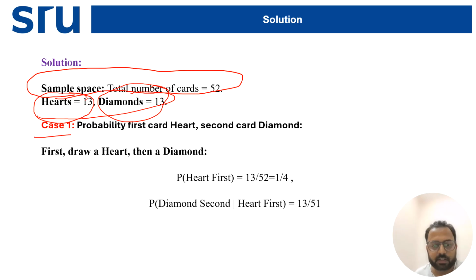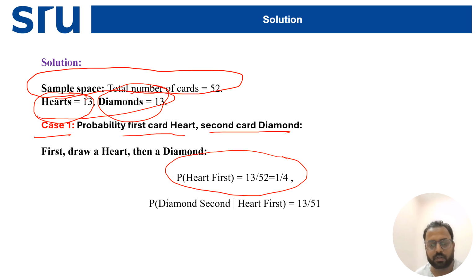So consider the first case: selecting first a heart and then a diamond. The probability of selecting a heart card: the first card is a heart, so the number of favorable outcomes is 13, since there are 13 heart cards. So 13 by 52, and the probability is 1 by 4. And then second, we are selecting a diamond.